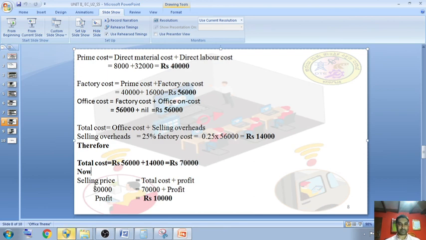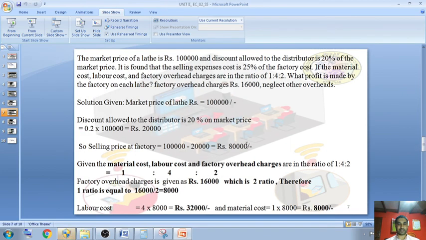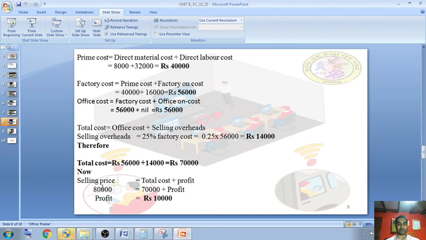Now the selling price equals total cost plus profit. The selling price is 80,000. We have calculated that, after giving the discount, it will become 80,000. And the total cost incurred we have calculated as 70,000. Next, the profit. You shift this 80,000 to this side in order to get the profit. This plus will become minus: 80,000 minus 70,000, that is 10,000, is your profit. We are getting a profit of 10,000 for this company. This is the method for calculating the profit.